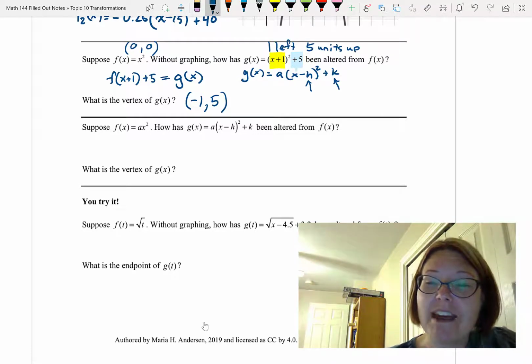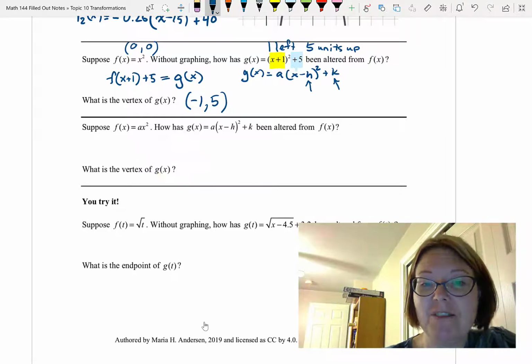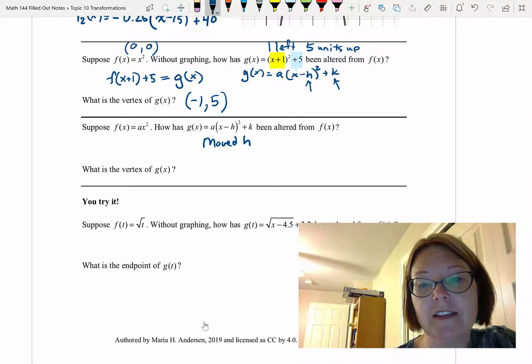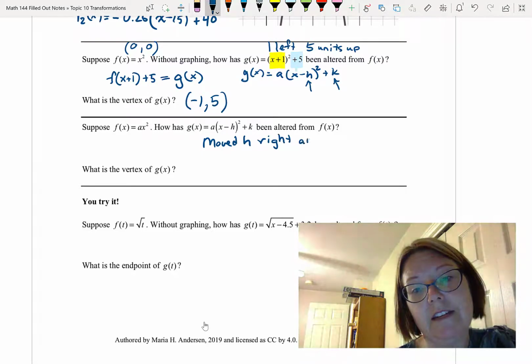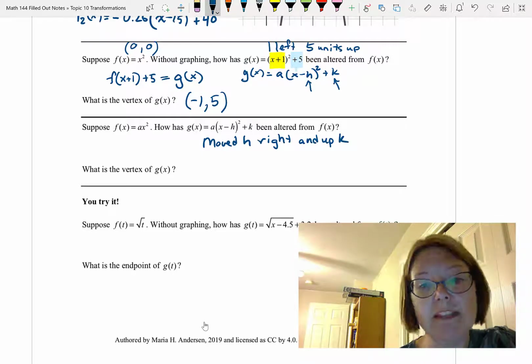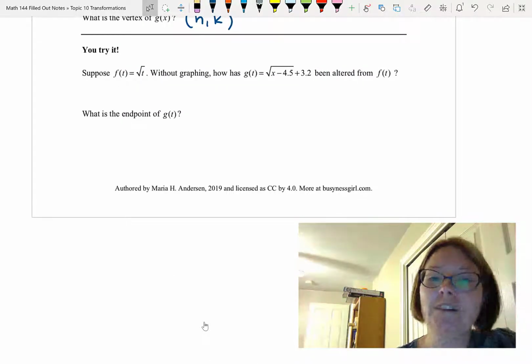If we started with f of x equals a x squared, how has g of x equals a times, in parentheses, x minus h, the quantity squared, plus k been altered from f of x? Well, it would have moved h units to the right and up k, placing the new vertex at h comma k. So let's just do one more thinking experiment here.